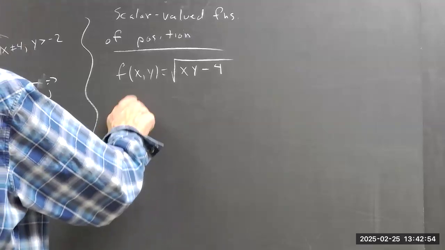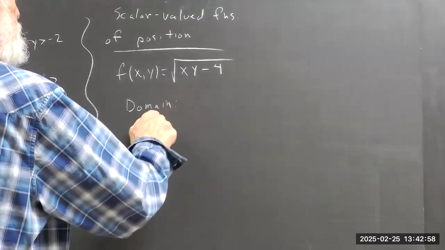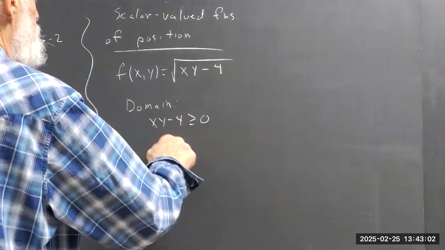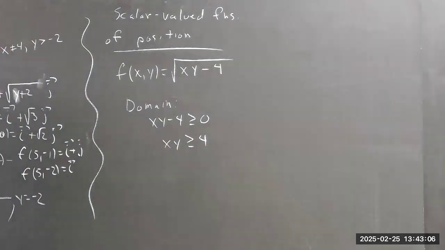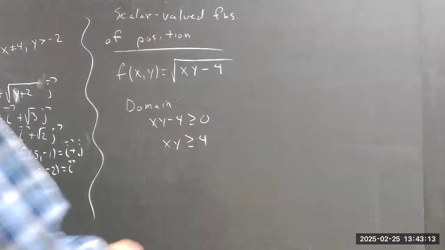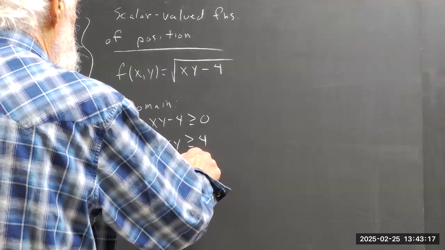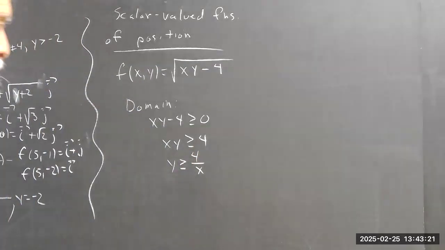What's a domain? x times y has to be greater than or equal to 4, right? Gives you y is greater than or equal to 4 over x.